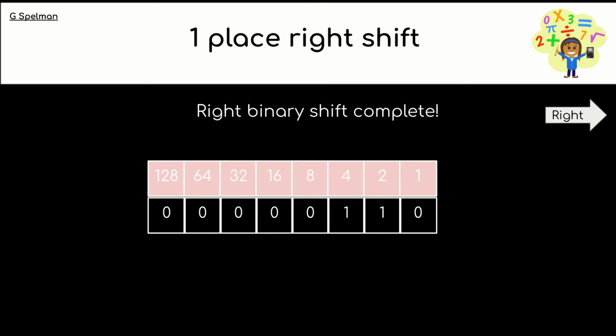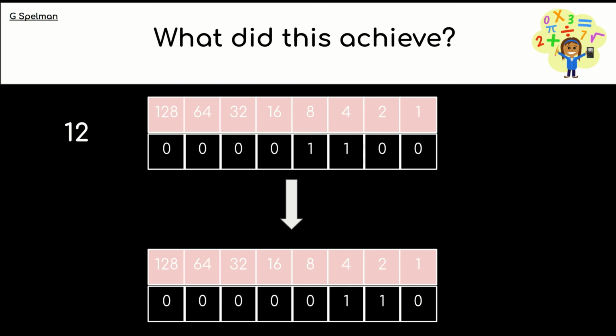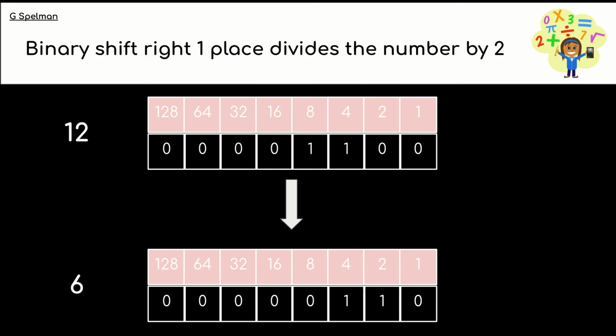Why does the CPU do this? What was the point in that? Well, we're going to find out now. So we started with 12. We moved all the bits one place to the right, and we ended up with 6. So what we have done is we have divided by 2. And that is what the CPU is doing. A binary shift right one place divides the number by 2. And this is an integer division. It's whole numbers we're dealing with in this topic at GCSE.